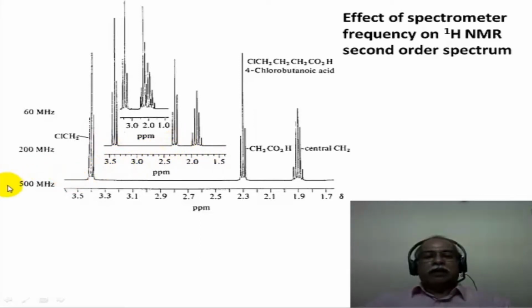Now, when you go to even higher spectrometer frequency, namely the 500 MHz NMR spectrometer, the spectrum is well spread out, and this is a very characteristic first order spectrum. So, what was originally a CH2 appearing as a second order spectrum in the top case, the 60 MHz case, has now resolved into a well defined first order spectrum. For example, the central CH2, which is flanked by two other CH2s, appears as a nice quintet with the intensity ratio that one would expect for a first order quintet in the NMR spectrum.